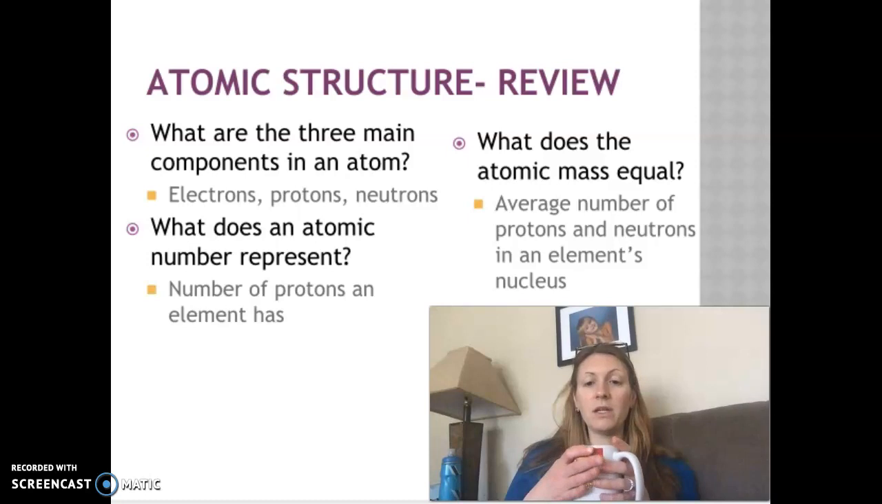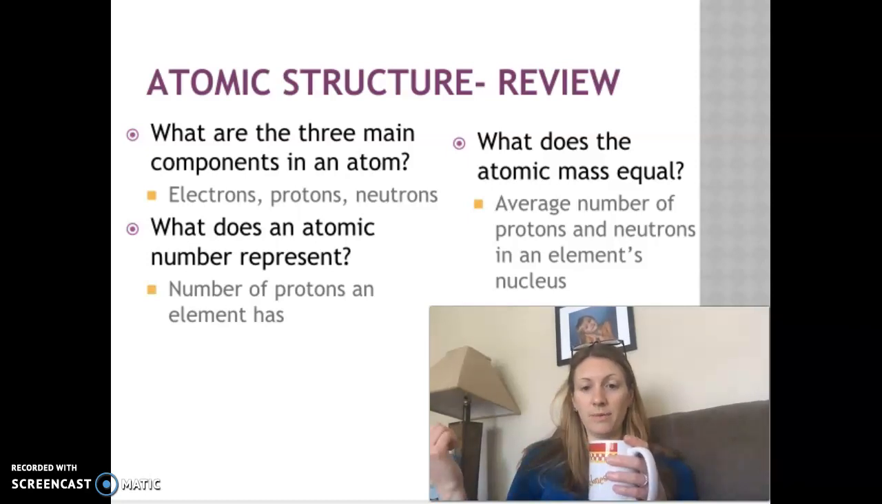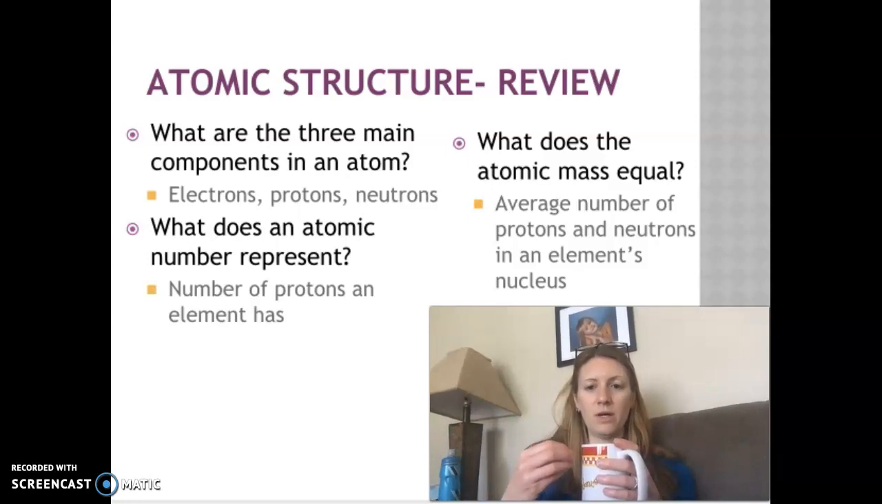And neutrons are there really just to hold all those positive charges together, because if you recall, like charges want to repel or get away from each other. So if I put a bunch of positives together, they don't want to stay there naturally. Neutrons are there to hold them and help keep them in place.